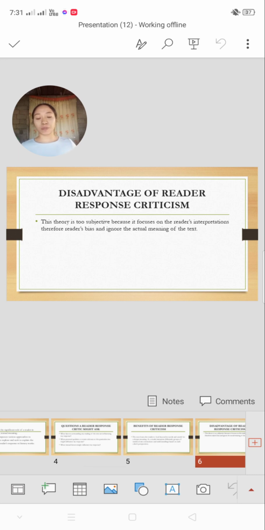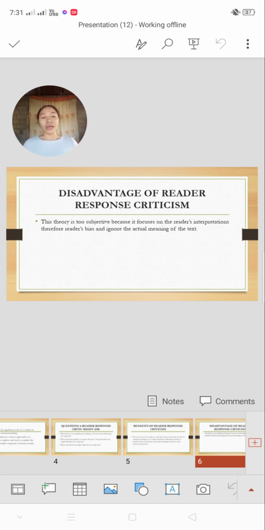Disadvantages of reader response criticism. This theory is too subjective because it focuses on the reader's interpretations. Therefore, readers may be biased and ignore the actual meaning of the text.